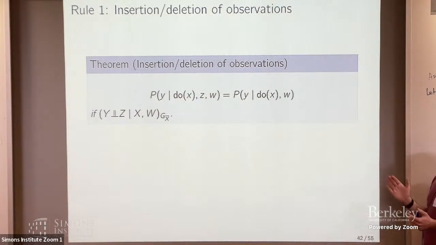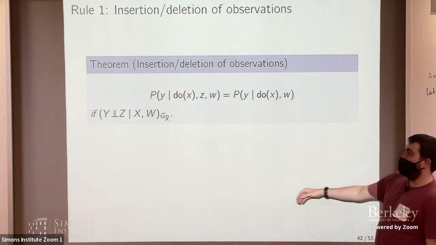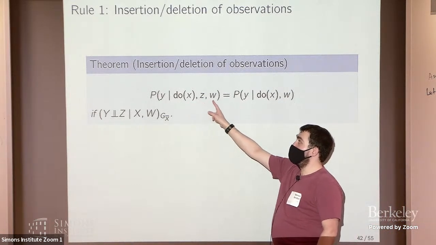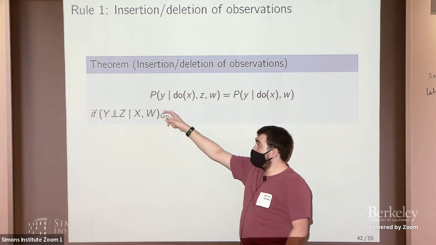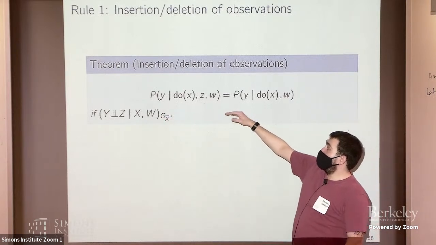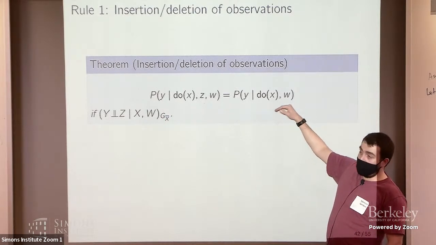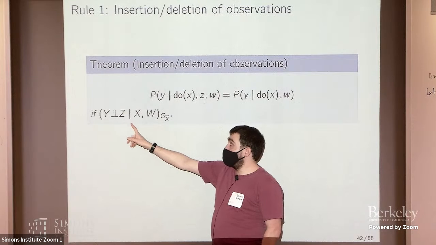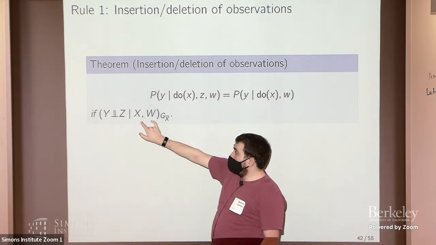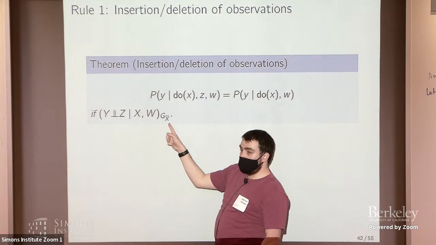The first of which characterizes when you can remove an observation from a probability expression without changing anything. So let's say I'm intervening on X and I'm observing Z and W, and I want to see what the distribution on Y is that results. This says that I can drop the observation of Z so long as Y and Z are d-separated by X and W in the post-intervention graph.